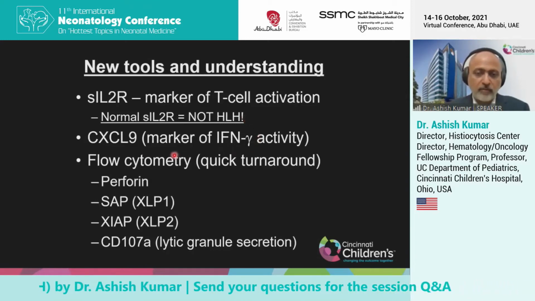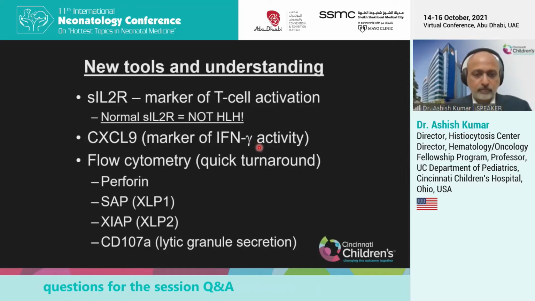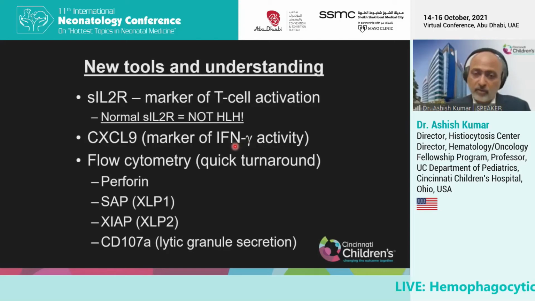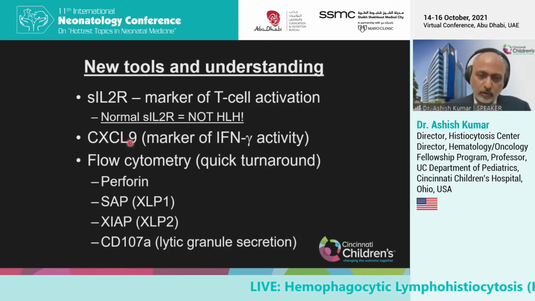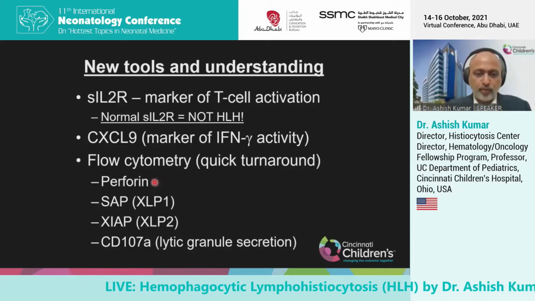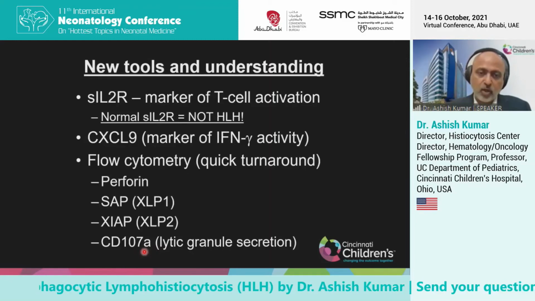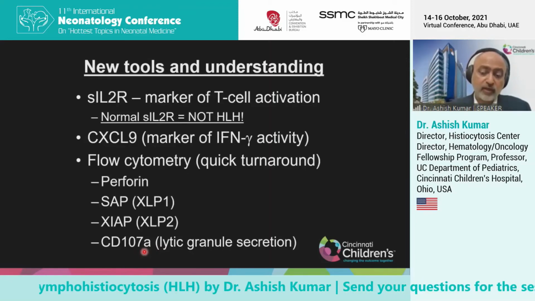Another new marker is this cytokine called CXCL9, which is a marker of interferon gamma activation. And so if you recall, I told you that it is the cytokines such as interferon gamma that are secreted that are important in the pathogenesis. So sometimes you can measure interferon gamma, or it's easier to measure CXCL9. And we now also have flow cytometry-based assays that allow us to measure perforin, the 2 X-linked proteins, and the whole movement of the cytolytic granules. All of this can be measured with flow cytometry very quickly.